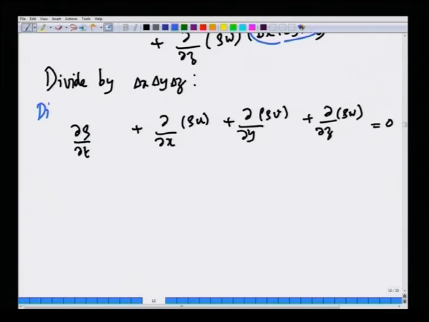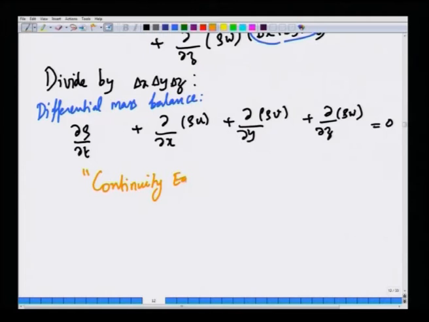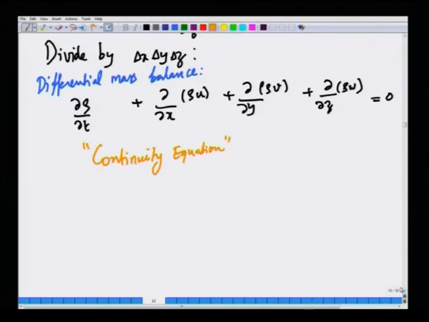So, this is the differential mass balance for any fluid. It is valid at each and every point in the flow, so that is why you have differentials. This equation is valid at each and every point in the fluid. This is also called the continuity equation. Now, we can do some simplification of this, or write this equation in a more compact form.